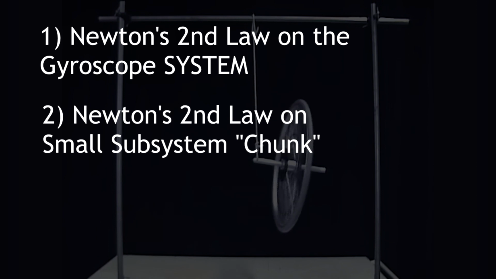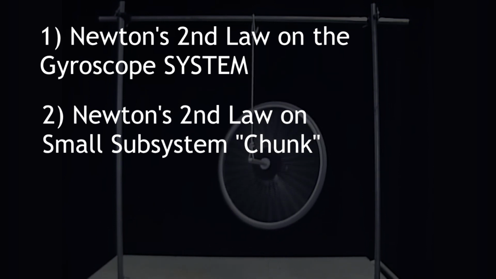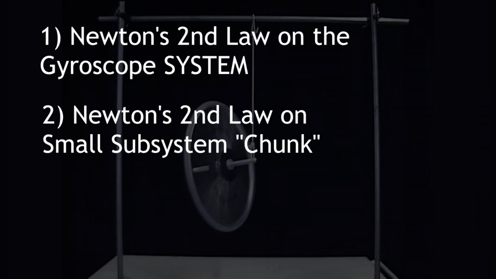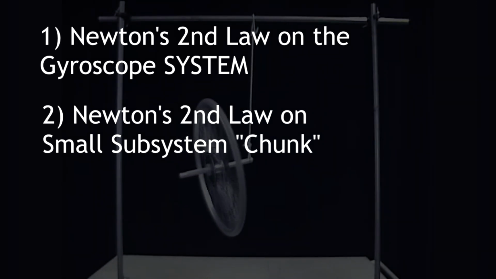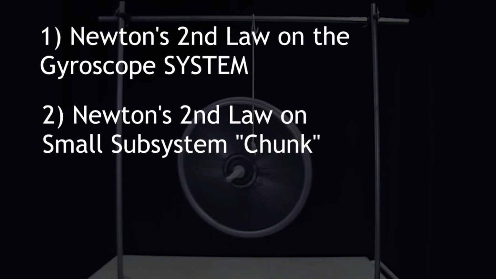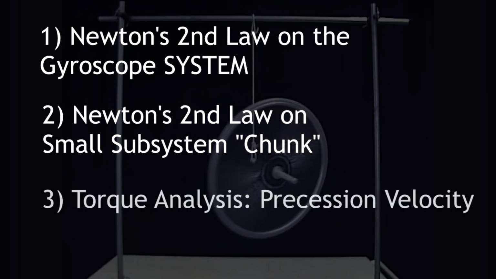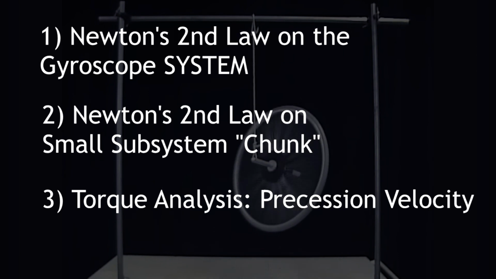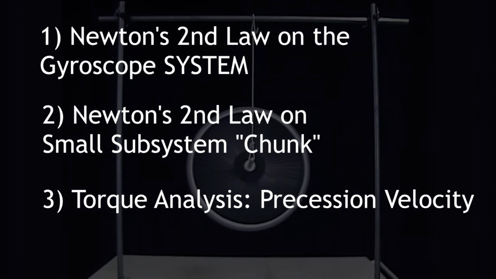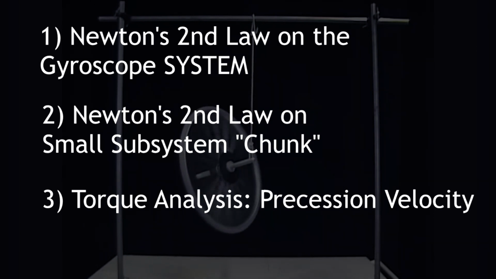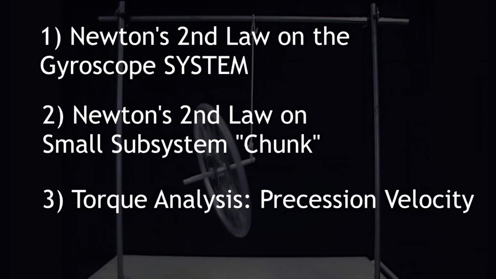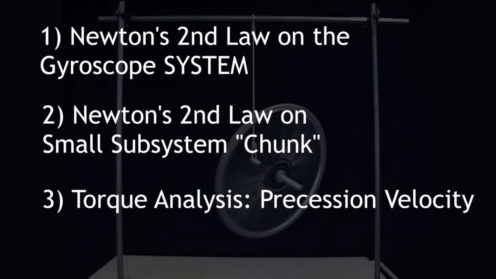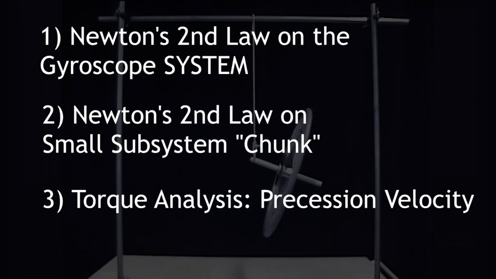This will next motivate us to instead look at a small subsystem within the gyroscope, say some small chunk in the bike wheel, and apply Newton's second law there to help us intuit more about this complex behavior. And finally, we'll realize how nice it would be to explore the system with simple macroscopic principles as opposed to worrying about everything on the microscopic level. We'll introduce torque and angular momentum into the picture and ultimately derive the formula for precessional velocity.